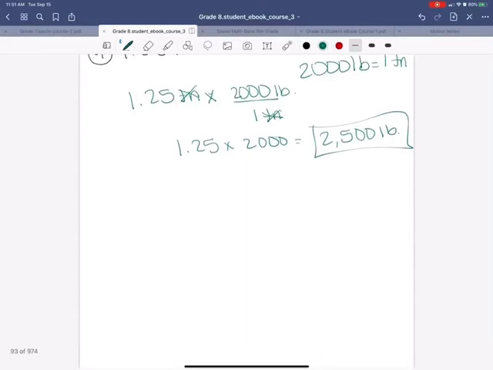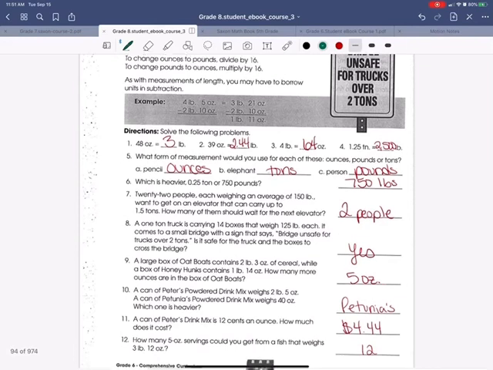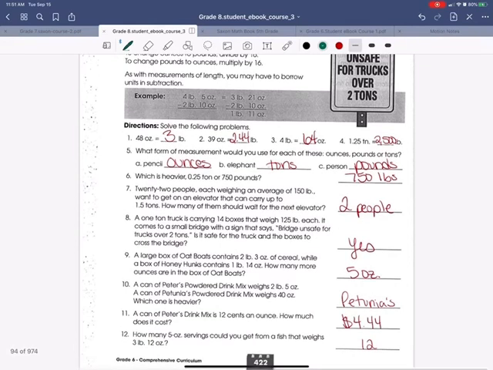So if you have any questions about the weight in customary units conversion, please let me know. If not, here is your answer key for that page. Please take a moment to pause and check your answers.